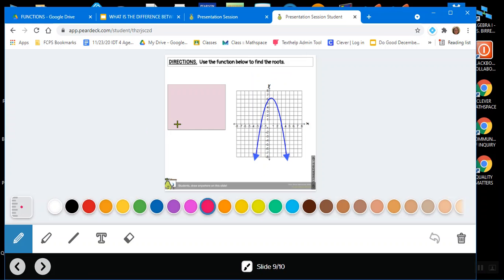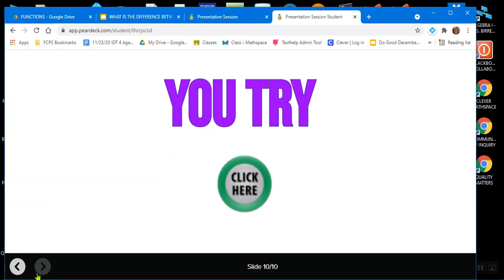And the last one is use the graph to find the roots of this function. So if you look, it looks to me like x equals -2 and x equals 3. Now it's your turn.